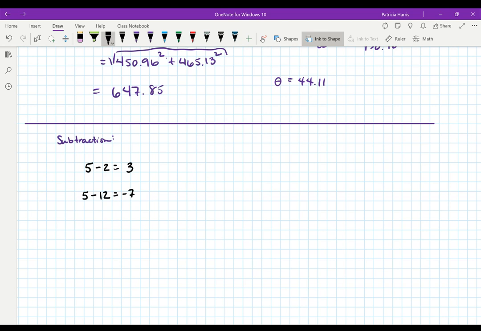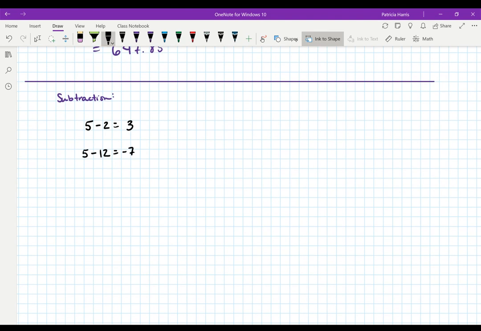Now that is no big deal, but actually what you're doing is you're adding a negative. So you're going 5 plus a negative 12, and that gives you that negative 7. So when we think about adding vectors or subtracting vectors, we are actually going to think about adding the negative, okay?